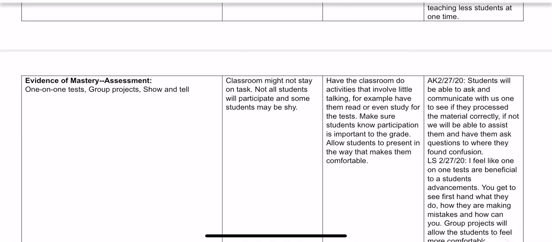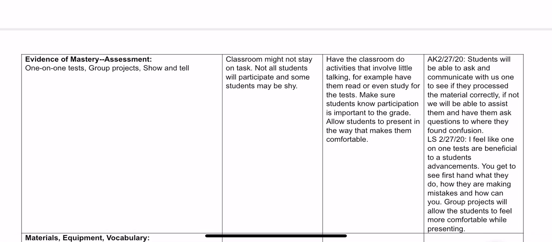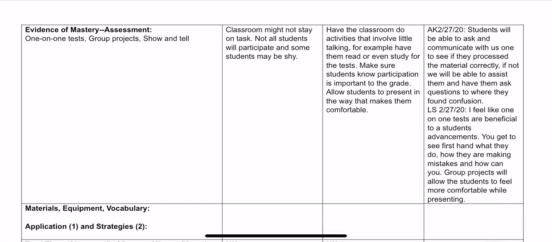Some barriers are that the classroom might not stay on task, and another is that not all students will participate and some will be shy. So some solutions to that are to have the classroom do activities that involve little talking, so they won't get off task, and also to make sure that students participate, and explain to them that it's important and part of their grade, their participation. So have them understand that if you don't participate, you don't get as many points, and just make that clear to them.